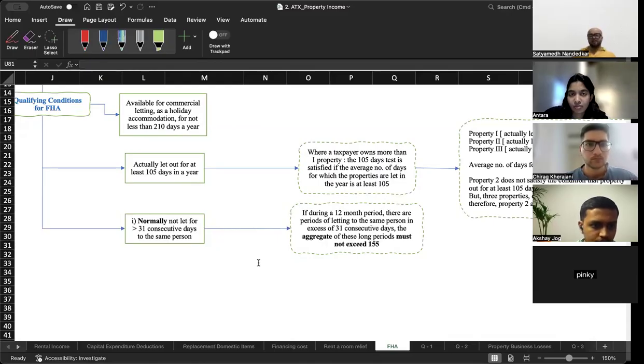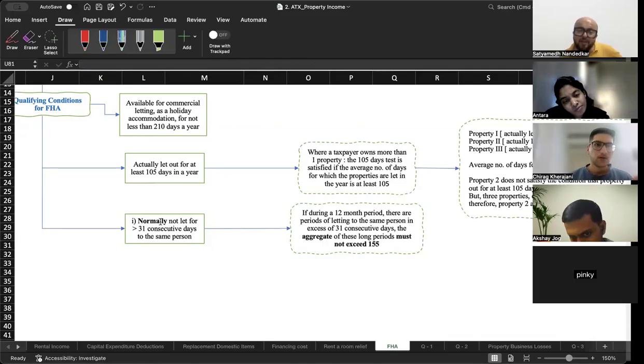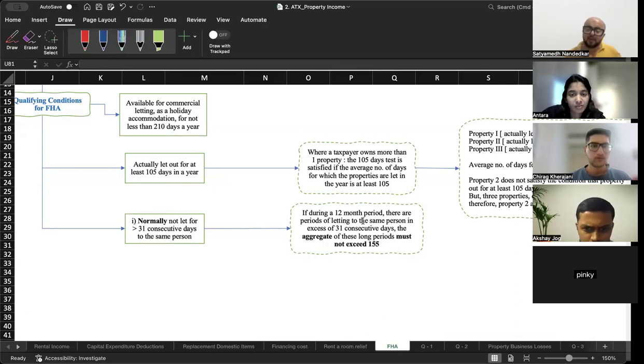Tomorrow I decide, yeah, I'm done with Delhi. I want to move to the mountains for 2 months. So that's like living there for a period of 60 days. ठीक है? So वैसे तो it exceeds the 31 days wala condition. But see, the word here is normally, which means this is not hard and fast. There could be certain other circumstances when occupancy of greater than 31 days by the same person is allowed. So if during a 12-month period there are days of letting to the same person in excess of 31, still the aggregate must not exceed 155.